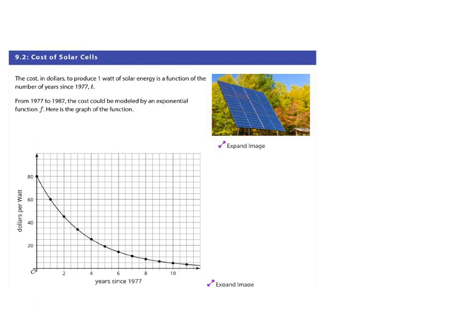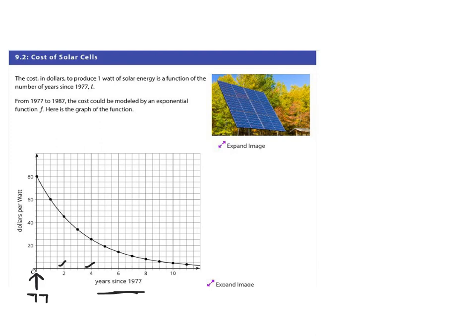Moving on. Alright, so cost of solar cells. The cost in dollars to produce 1 watt of solar energy is a function of the number of years since 1977. From 77 to 87, the cost could be modeled by an exponential function f. Here's the graph of the function. So let's just look at this a little bit. I have years since 1977, so that's why we're starting here at 0. So this is 1977.